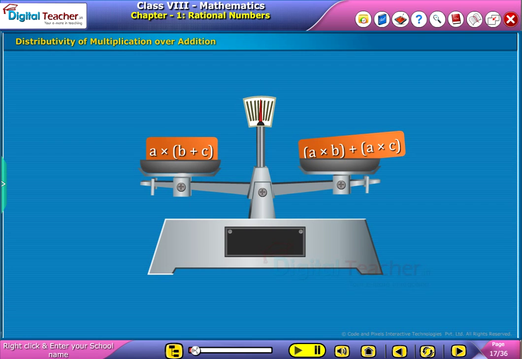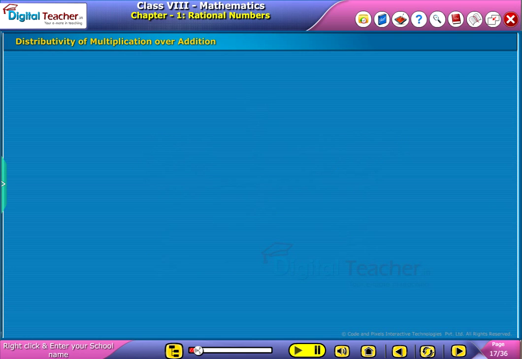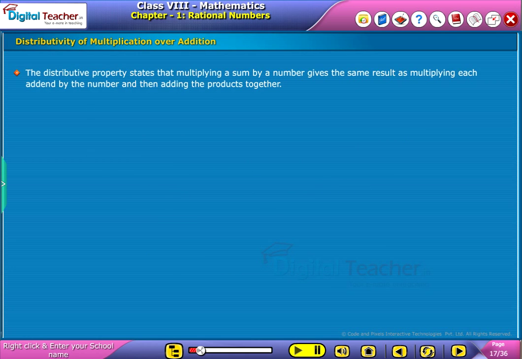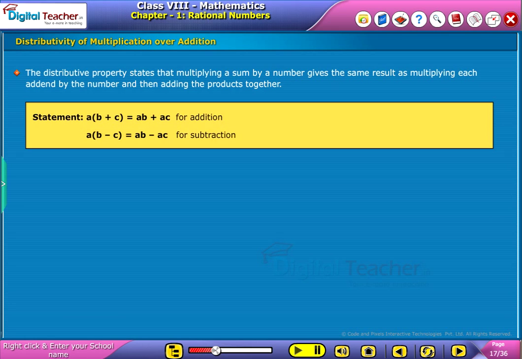Distributivity of multiplication over addition. The distributive property states that multiplying a sum by a number gives the same result as multiplying each addend by the number and then adding the products together. Statement: A into B plus C equals AB plus AC for addition. A into B minus C equals AB minus AC for subtraction.